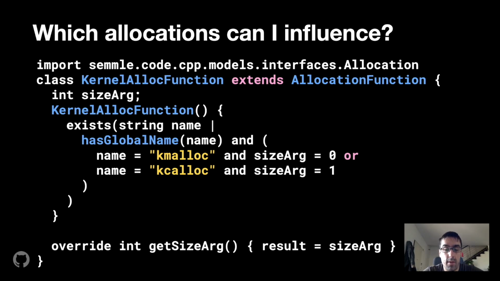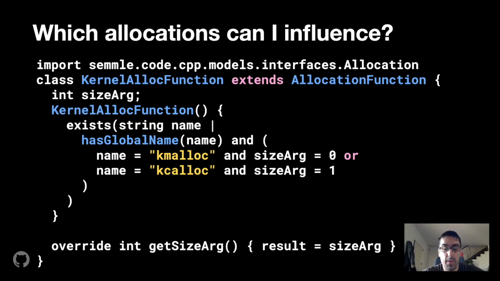Since allocations are a common thing in C and C++, QL has modeled some interfaces that will help you model custom and/or unknown allocators. In order to use them, you need to import the allocation interface, as we can see in the QL example here. This is the interface that you have to import.